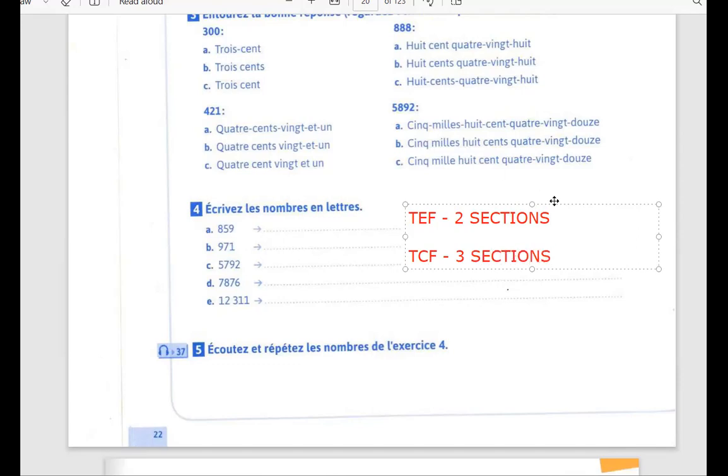You get 15 minutes in TEF, like in the speaking. Spoken, you have 15 minutes. Even TCF has a 15-minute duration, but it is divided into three sections.